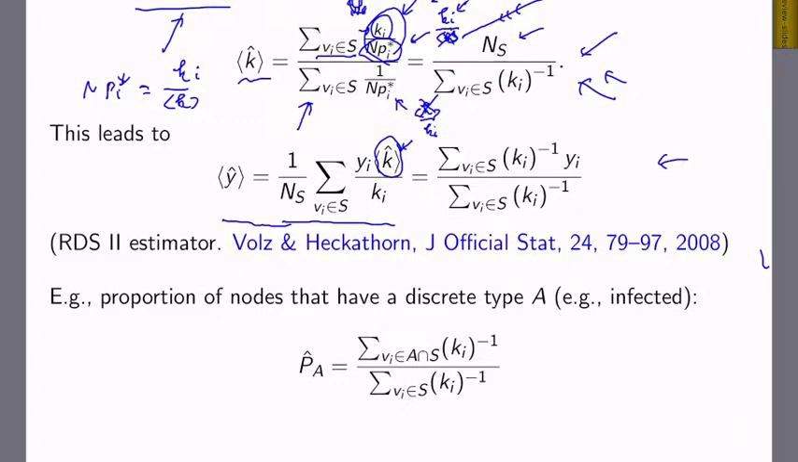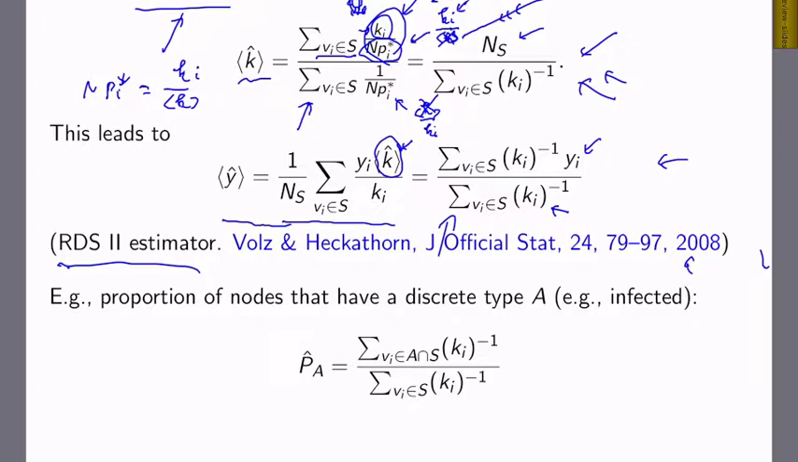Okay, so this is something we can get. Okay, you have samples and you have sample individuals' degree and of course an observable like age. And we calculate this. Okay, this is called this RDS2 estimator, proposed in this paper, which is famous, I think.